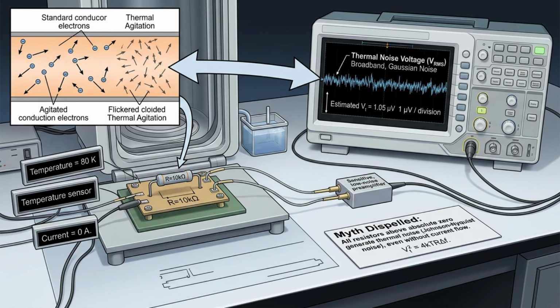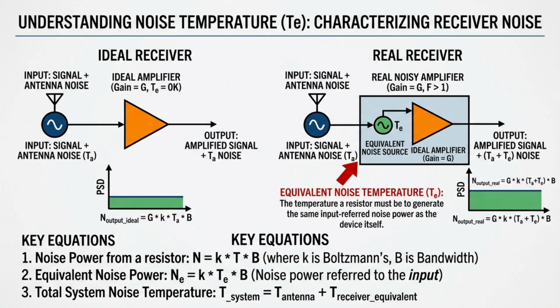A common misconception is that only active devices such as transistors and amplifiers generate noise. In reality, every resistor above absolute zero produces measurable thermal noise, regardless of whether current is flowing. In the next lesson, we'll explore the noise-temperature concept and learn how engineers describe receiver noise using the equivalent temperature of an electronic system.